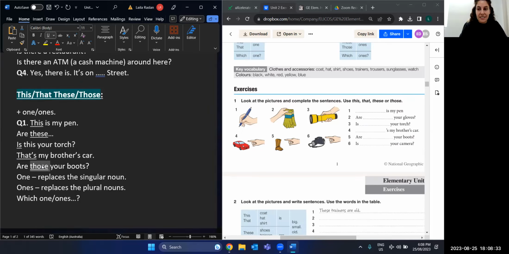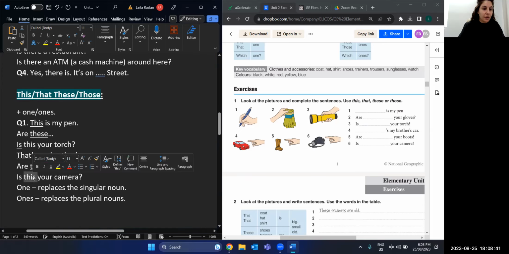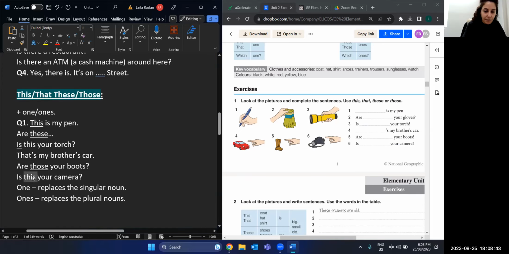Number 6, is this your camera? Good. So it's just making a question. Your camera, it's only one. Is that, sorry, yes, because it's far. Is that your camera?